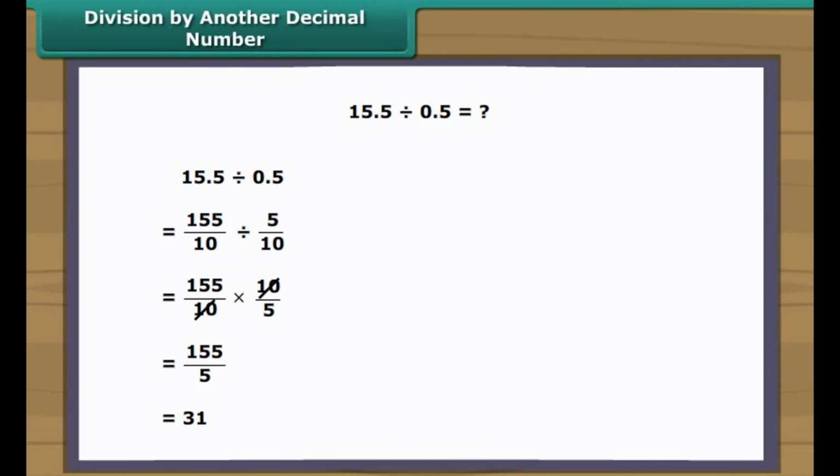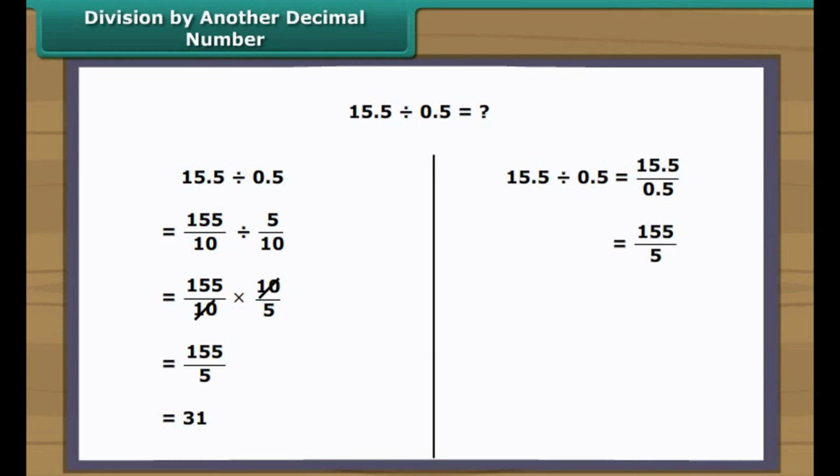We observe that the decimal point was shifted 1 place to the right in 15.5 to make it 155. So, there was a shift of 1 decimal point to the right in 0.5 also to make it 5. Thus, we can write 15.5 divided by 0.5 as 155 divided by 5, which gives 31 as the answer.